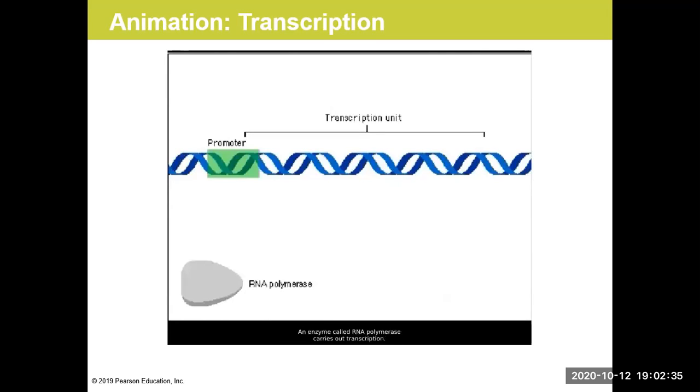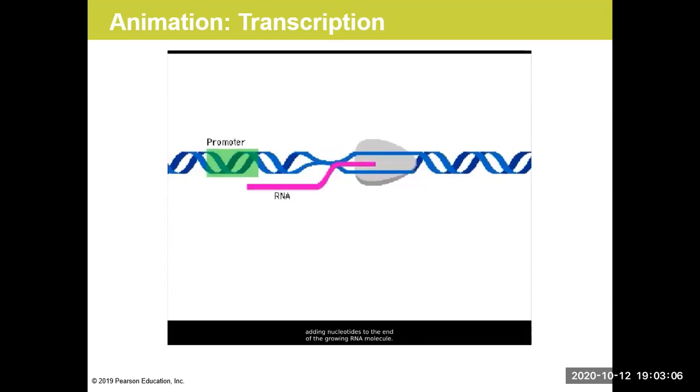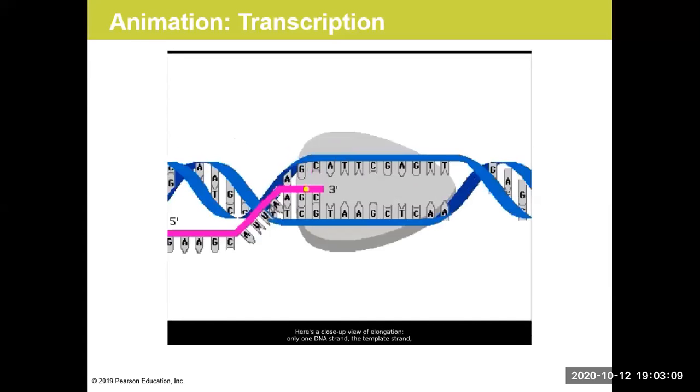An enzyme called RNA polymerase carries out transcription. With the help of protein transcription factors, it attaches to the beginning of a region of the DNA called the promoter, pries the DNA strands apart, and untwists a short portion of the double helix. RNA polymerase moves along the DNA, pairing up RNA nucleotides with their DNA complements, adding nucleotides to the end of the growing RNA molecule. Here's a close-up view of elongation.